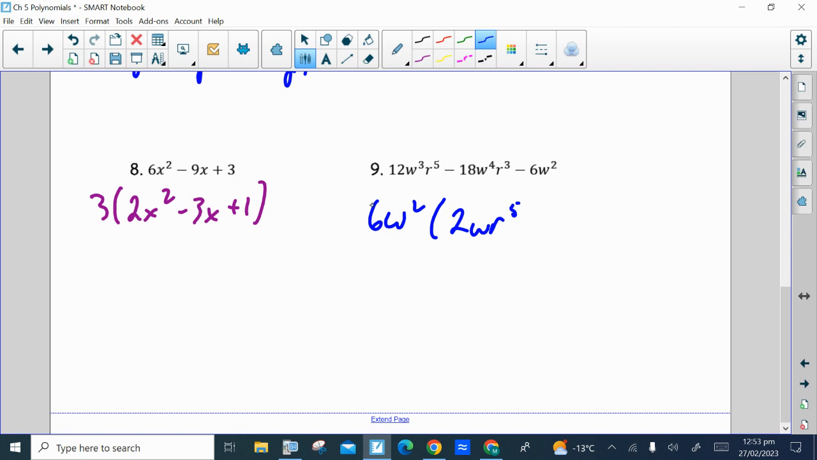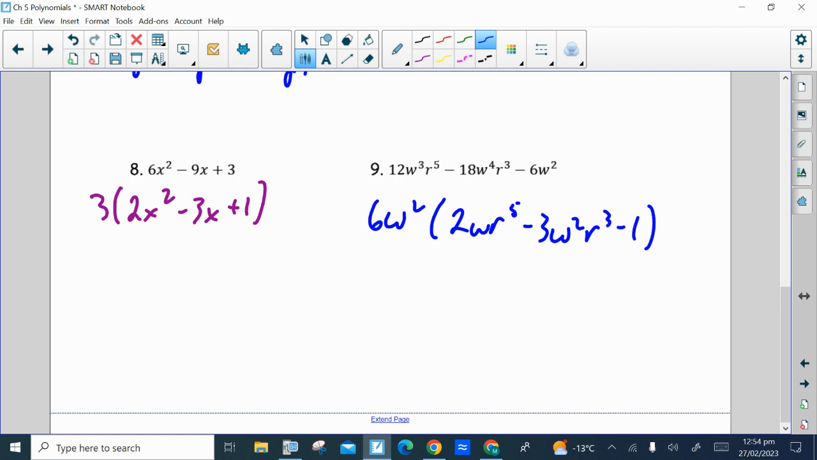Jensen, what's -18 divided by 6? -3. W to the 4th divided by w squared is? And then the r cubed is not divided by any r's, so it stays r cubed. When you divide 6w squared by itself, Jensen, what do you get? Right. And because it's a -6w squared divided by a positive, you're actually going to get -1 there. Remember, if you multiply it out, you have to get what you start with.